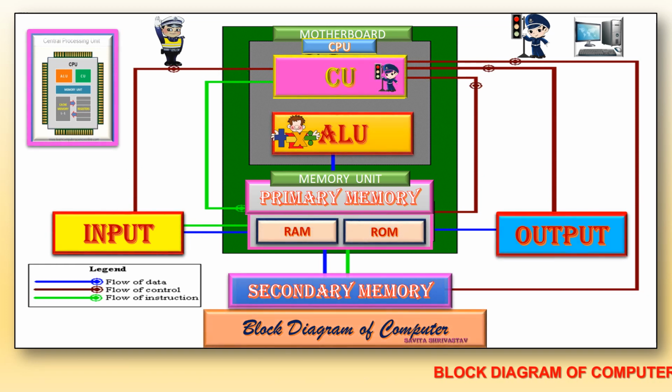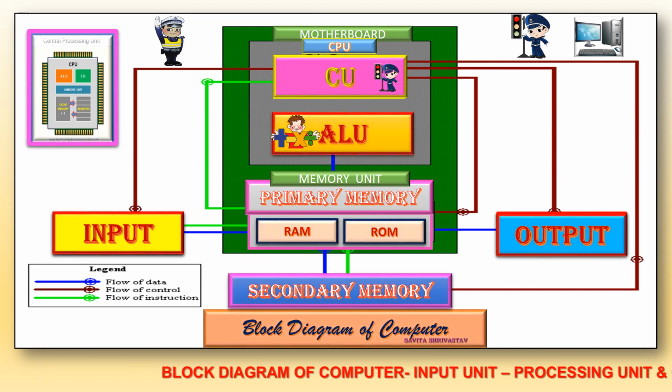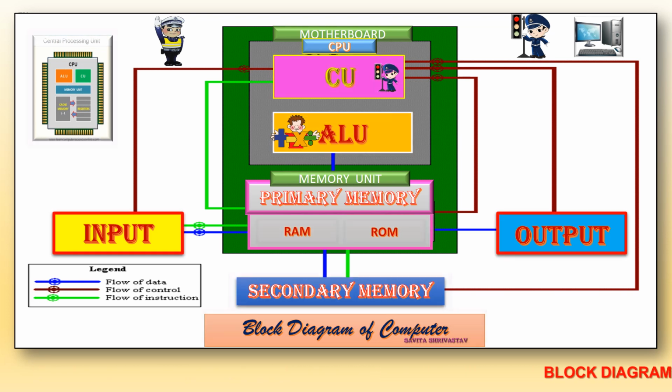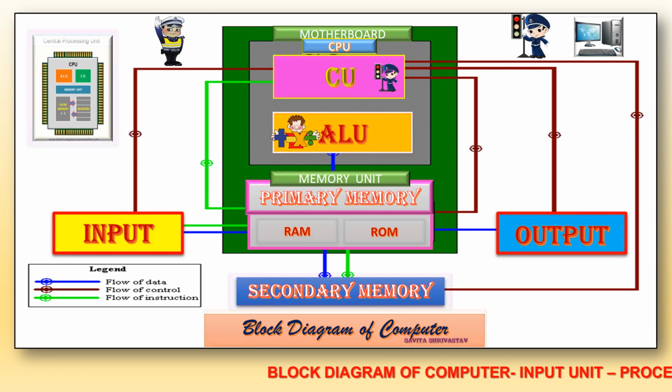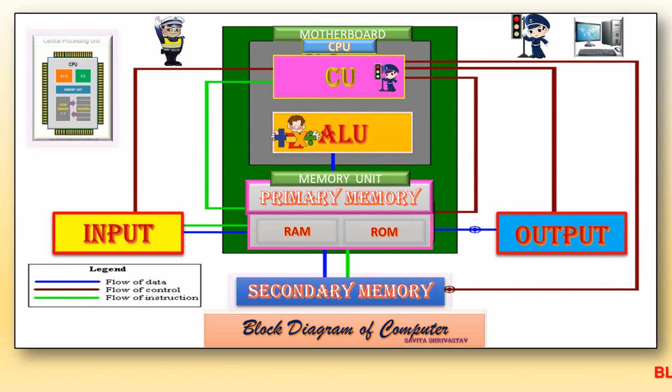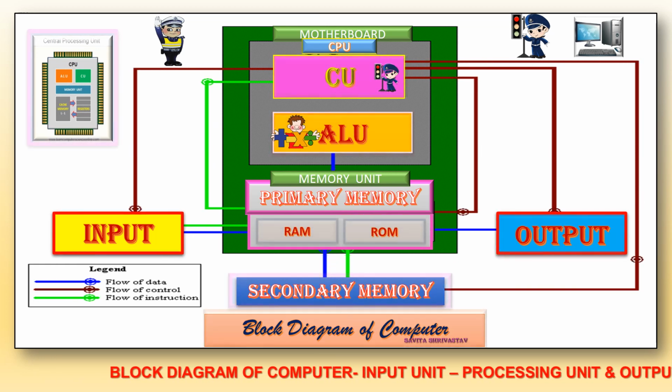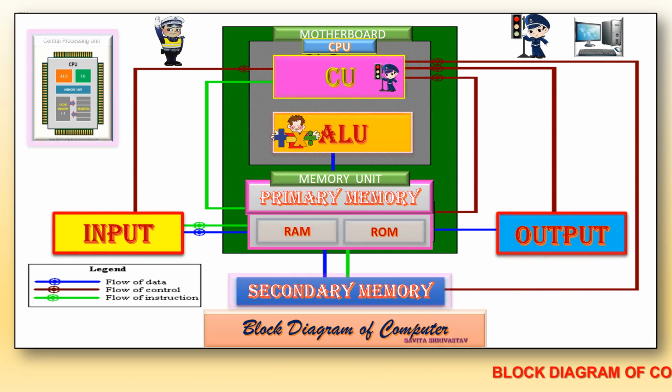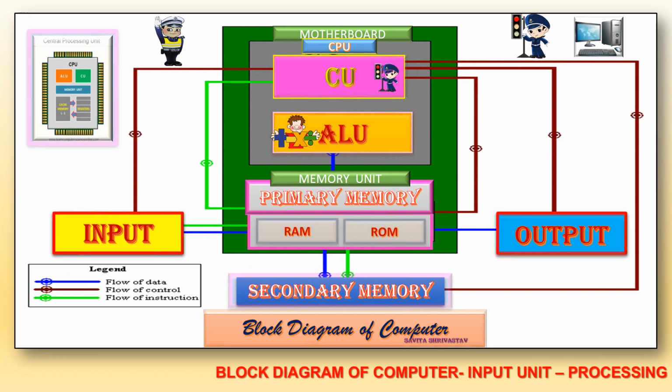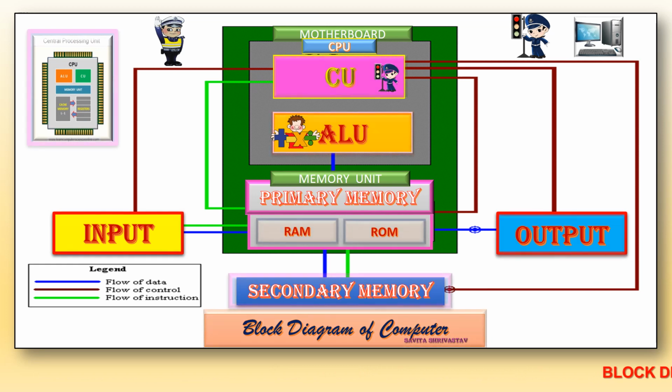The last one is output unit. It helps in maintaining the output devices. The output devices are used to display the result on the screen so that it can be seen by the user. The examples of output devices are monitor, printer, plotter, etc. So this way the computer works.